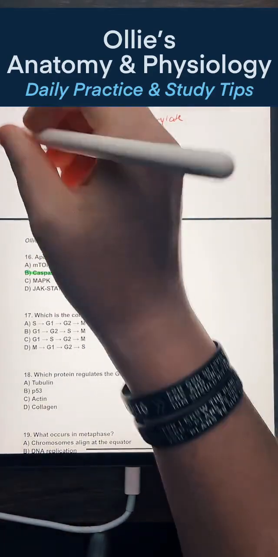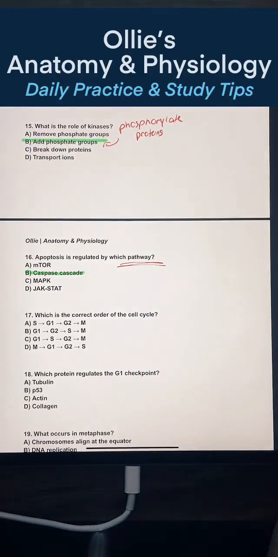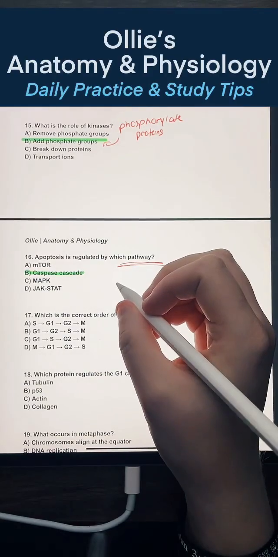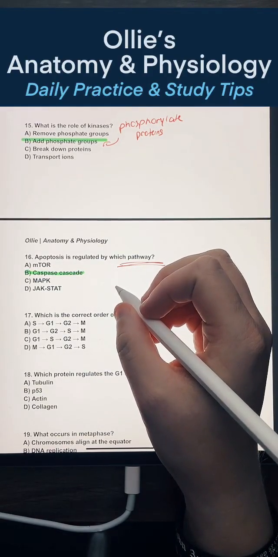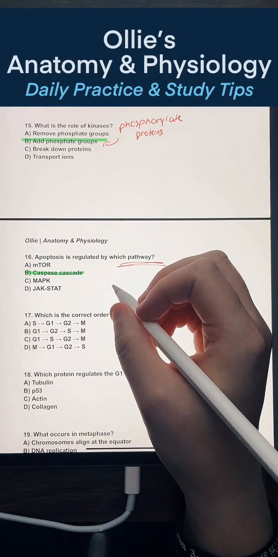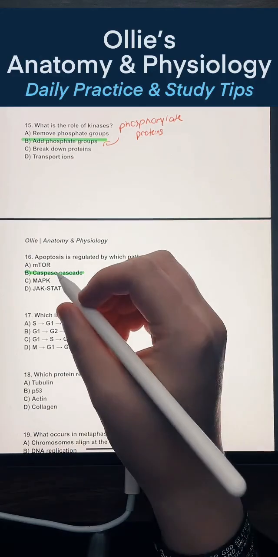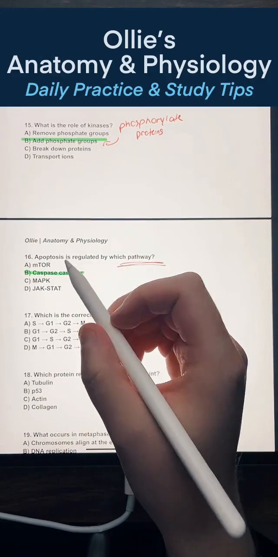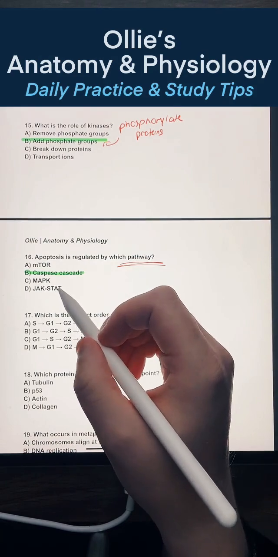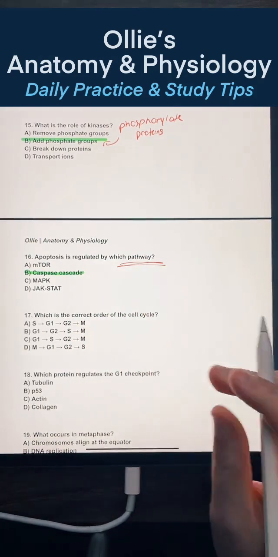The answer is a caspase cascade. Apoptosis is programmed cell death. Caspases, such as proteases, are going to cleave your target proteins. mTOR is going to regulate growth. Your MAPK is for signaling, and JAK-STAT is for gene expression.